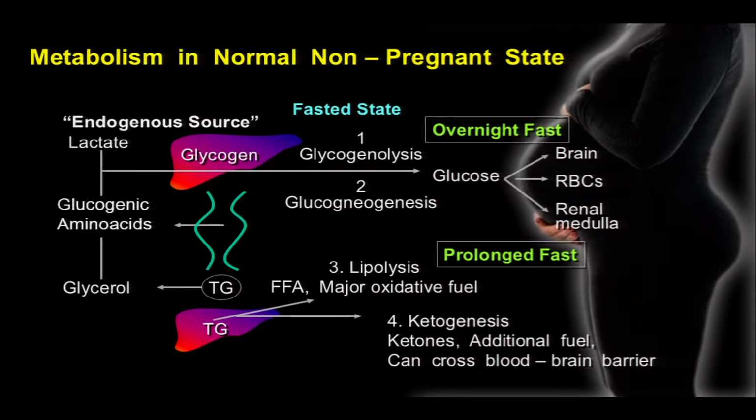Now, what happens in the fasted state is, after an overnight fast, the glucose is derived from either glycogenolysis followed by gluconeogenesis. And if the fast is extended, that is the prolonged fast, you will find the third source is lipolysis, when you have free fatty acid, which serves as a major oxidative fuel. This is followed by ketogenesis, where ketones become an additional fuel. And one thing we must remember is it can cross the blood-brain barrier.